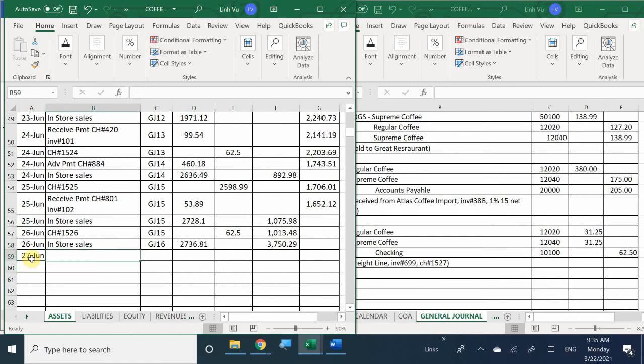So this is check number 1527. General Journal 17. For the total of 3,162.50. So what's my total ending balance going to be? 36,879. Good.